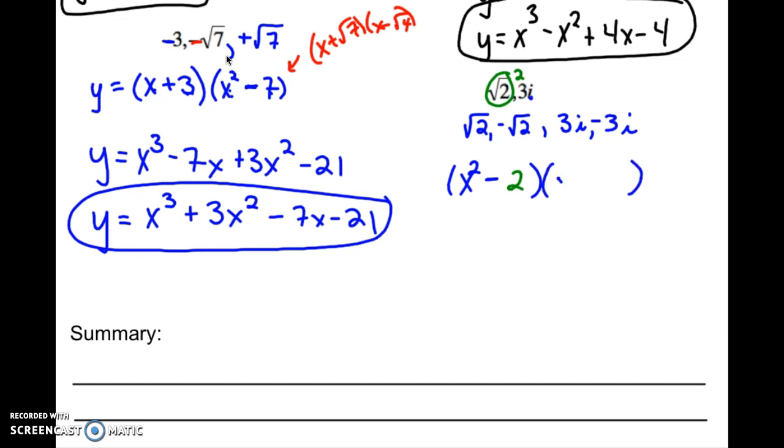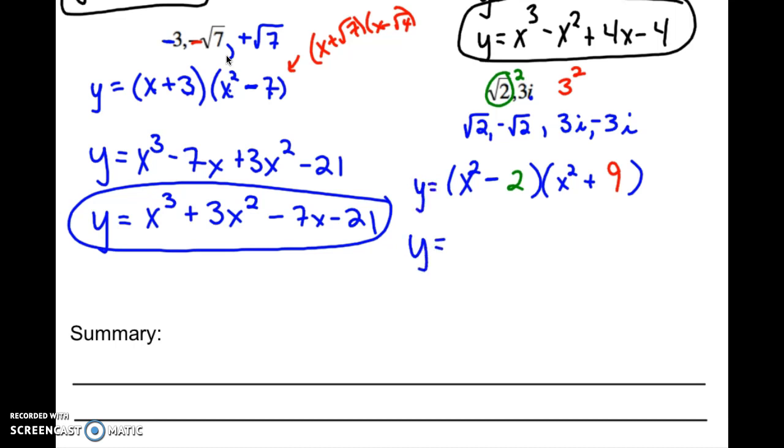So that's what's going to go in there. And because of the i's, I know that I have a plus, because we need a plus so we can get a negative square root later. And if I square 3, I get 9. So those are the two binomials we're going to multiply. I should say y equals.